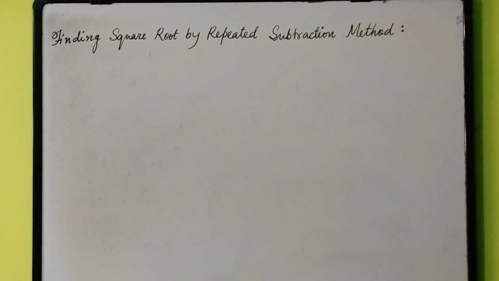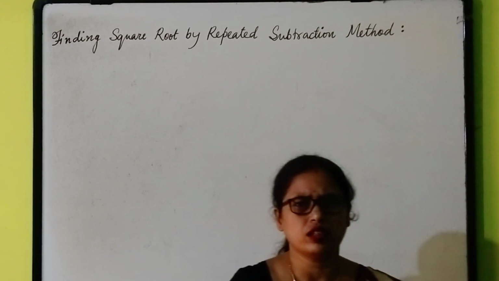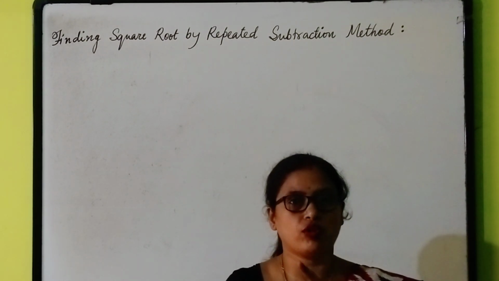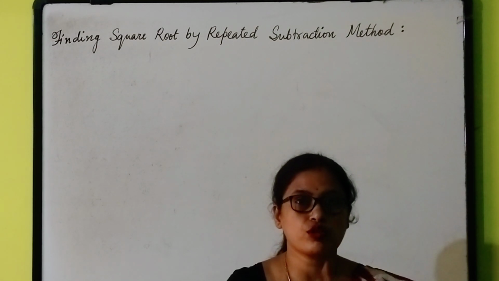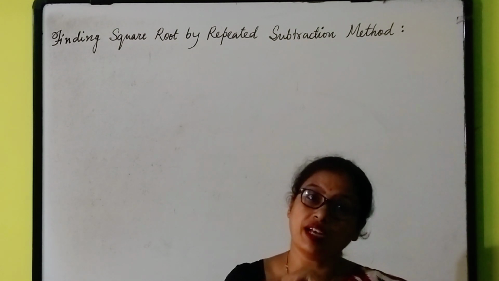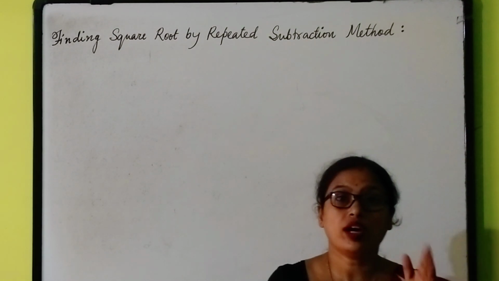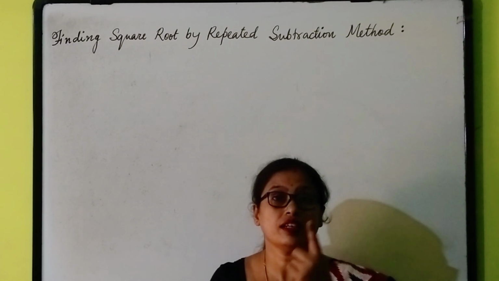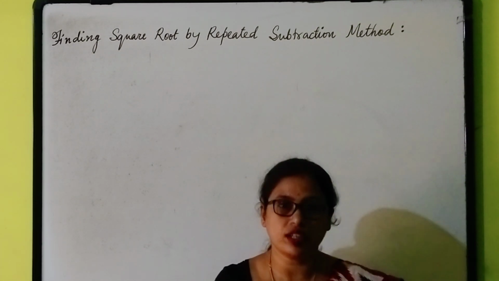Now see, my dear students, how to find the square root. Square root means what? Suppose 4. 4 can be written as 2 square. So what is the square root of 4? The square root of 4 is 2. The square root of 81 is 9, because 9 square is equal to 81. The square root of 121 is 11, because 11 square is 121.